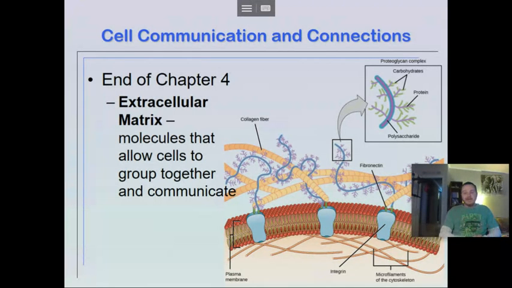Now, I don't think at this point in your development we need to know a whole lot more than simply that cells do have this matrix between them, in the space between cells.